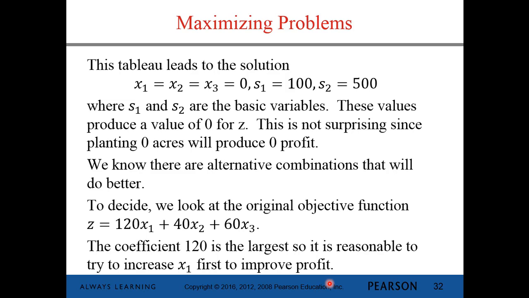Well, this is where we go back to the objective function. And we notice here that the coefficient 120 is the largest. So we would say that this has the biggest impact on profit. So it would make sense to improve this: why don't we make this bigger and see how big we can make it to make the profit improve?